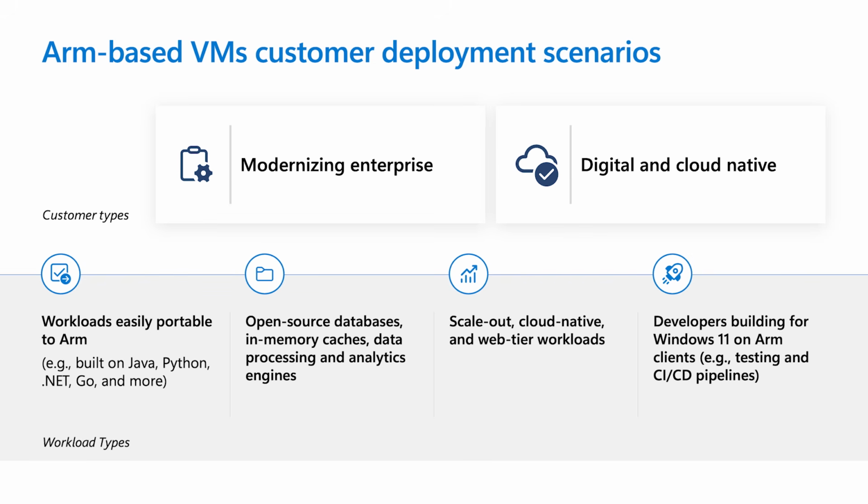Let me talk about scenarios where Cobalt really shines. First, digital and cloud native. This is the heart of where customers deploy Cobalt today. Scale-out and web-tier services, microservices, and containers, the engine room of modern cloud applications. It's also where developers building for Windows 11 on ARM use Cobalt as a native cloud target that mirrors the client experience their users run on, keeping the dev-to-deploy loop tight. Increasingly, agentic AI lives here too, and Cobalt 200 delivers the per-core performance, density, and cost efficiency these workloads demand.